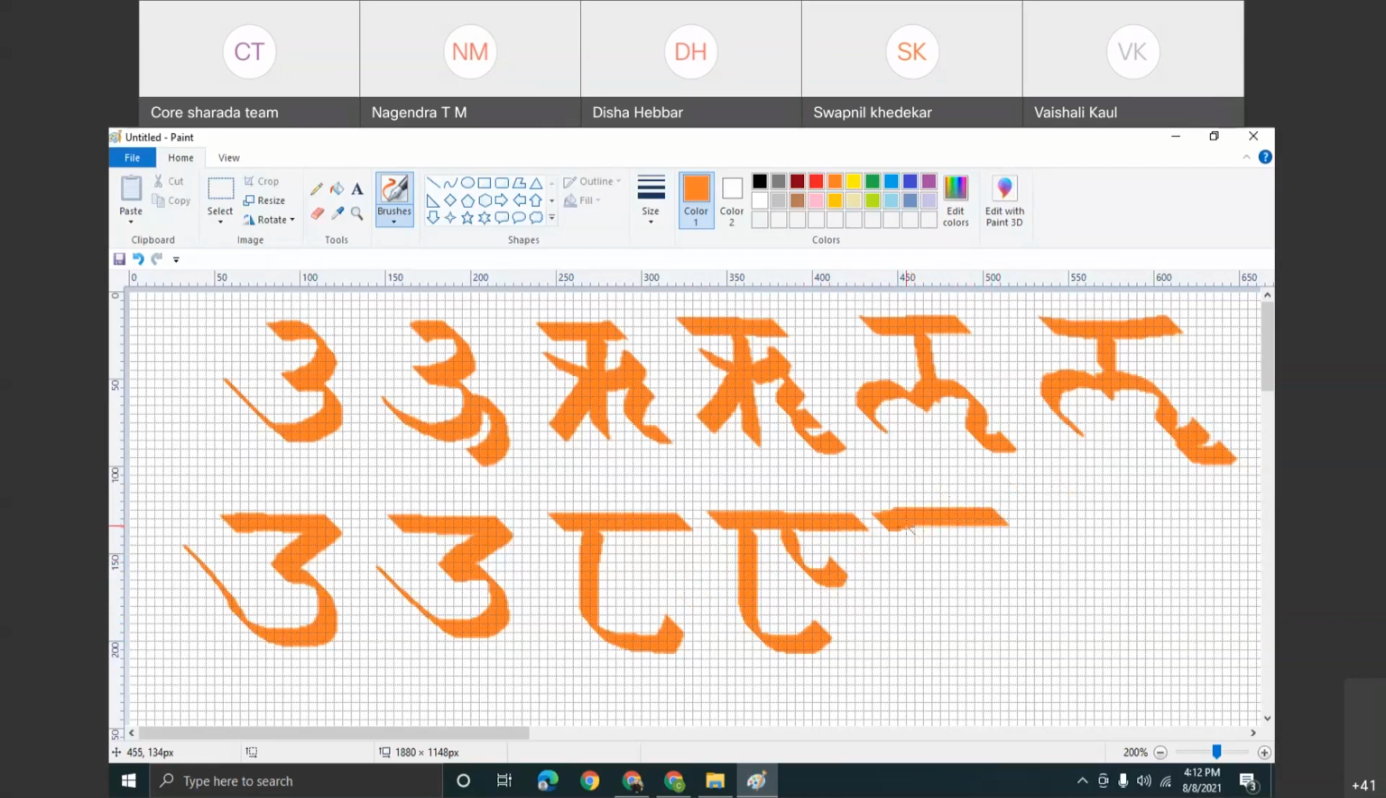And then it was L. So it's a straight line, and then an inverted S type of shape, which is symmetric. And the bottom is also matching. So it's a symmetrical S type of shape, and it was R.